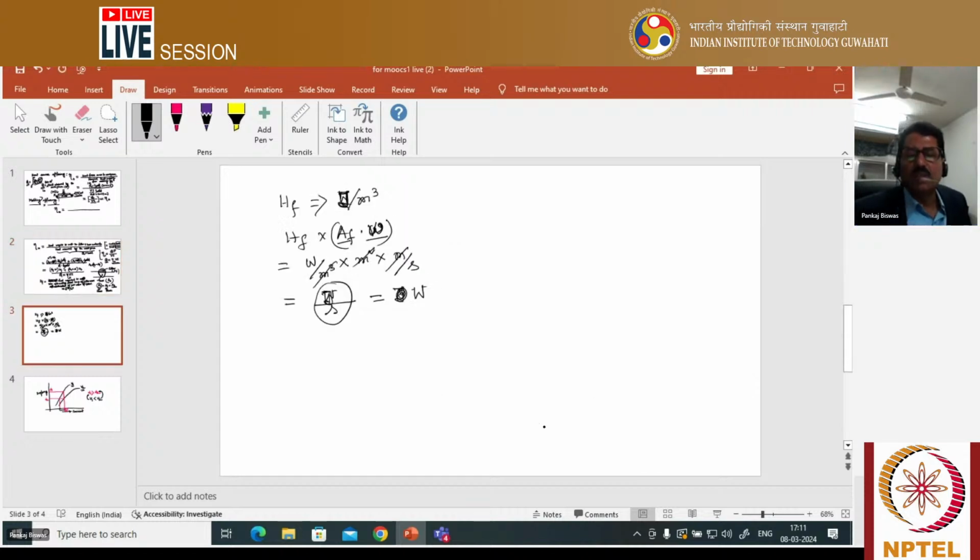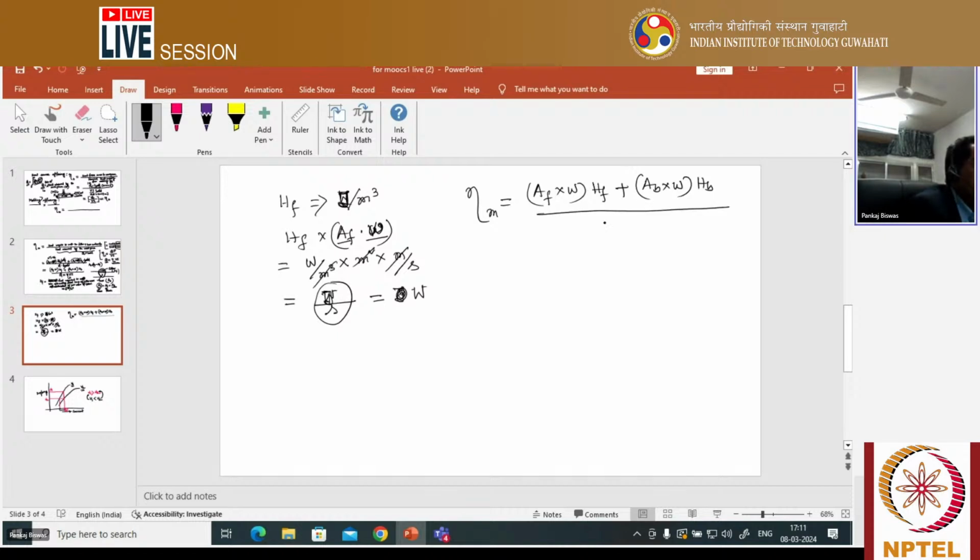Now by using this, on the top side you get the melting efficiency. What do you get here? AF into welding speed into HF plus AB into welding speed into HB, divided by Q. Q is what? I have already explained very clearly: Q is eta, the heat source efficiency, into voltage into current. This thing also I have explained.